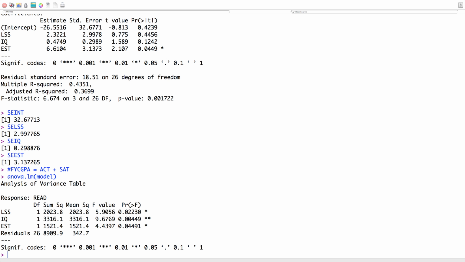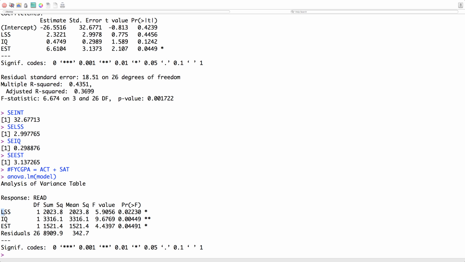First of all, does that look anything like the ANOVA table that we created? Sorta. Degrees of freedom don't look the same. However, we do have the 26. And if we add 1 plus 1 plus 1, we get 3, which is similar. Sum of squares for the residuals, for the errors, 8909. Well, that matches up.